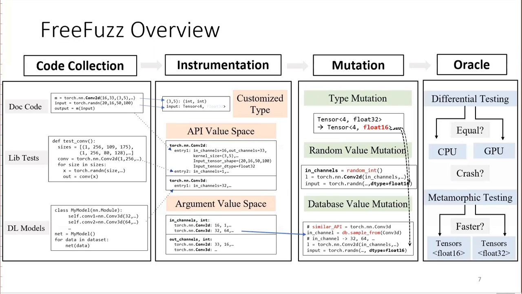The last stage is running all the generated tests with oracles. FreeFuzz resolves the test oracle problem by differential testing and metamorphic testing on different backends and hardware. FreeFuzz is able to detect various types of bugs, including wrong computation bugs, crash bugs, and performance bugs. We'll next go into the instrumentation stage in detail first.